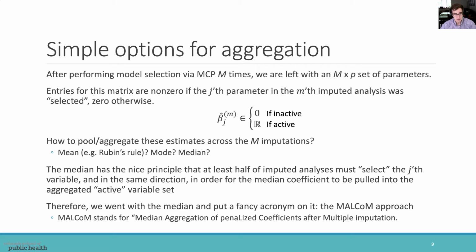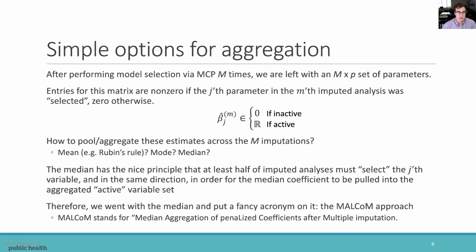Do you use the mean, which would be the case if you were to use like Rubin's rules? Would you use the mode, which would almost always be 0 because if the variable is not selected, it's discrete. If it is selected, it's not. Or do you use the median? Well, the median here has the nice principle that at least half of the imputed analyses actually have to select that variable in the same direction in order for that to be pulled into the aggregated active variable set.